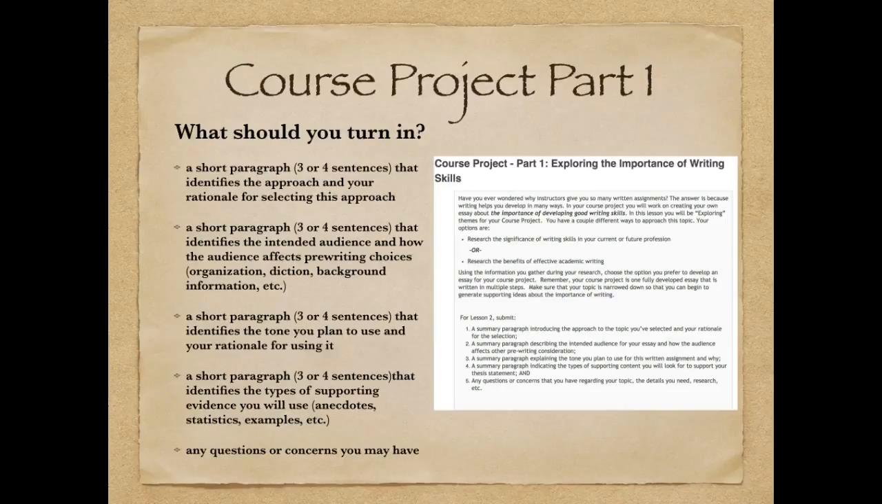The third short paragraph is one that identifies the tone you plan to use and the reason you plan to use that tone. And then the fourth short paragraph will identify the types of supporting evidence you will use. Anecdotes, which are short stories, could be statistics, could be examples. What are the details that you will include in your paper? And then finally, you will include any questions or concerns that you have about the beginning of your course project.